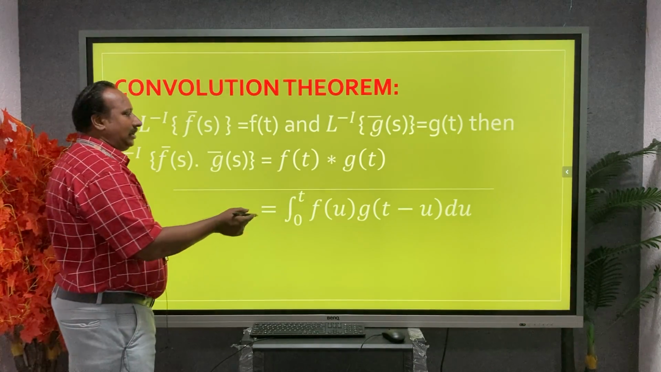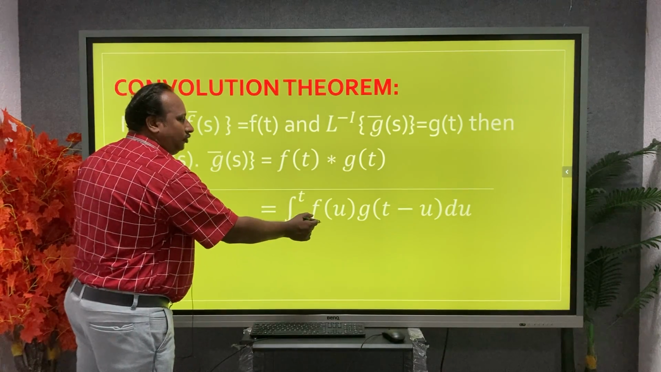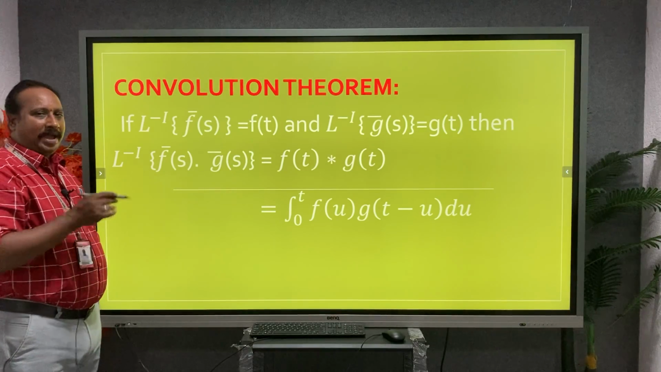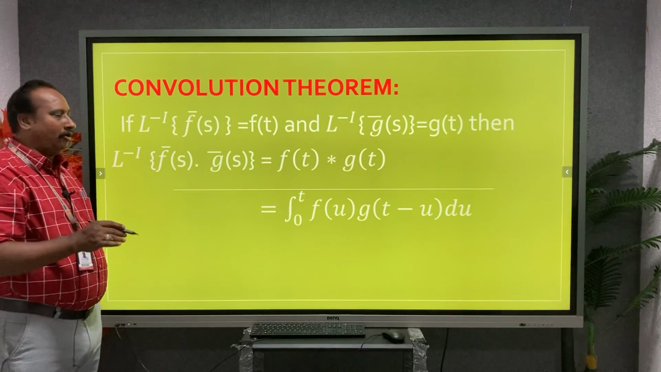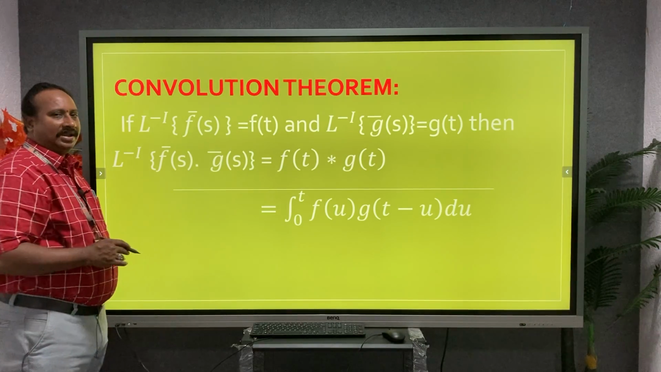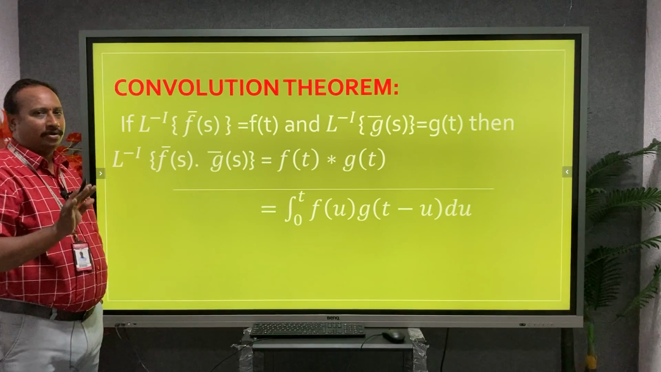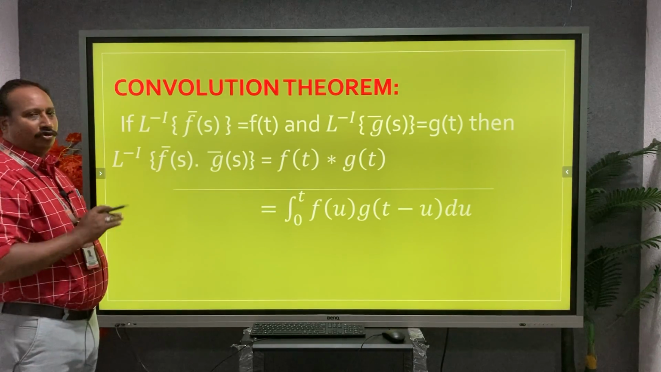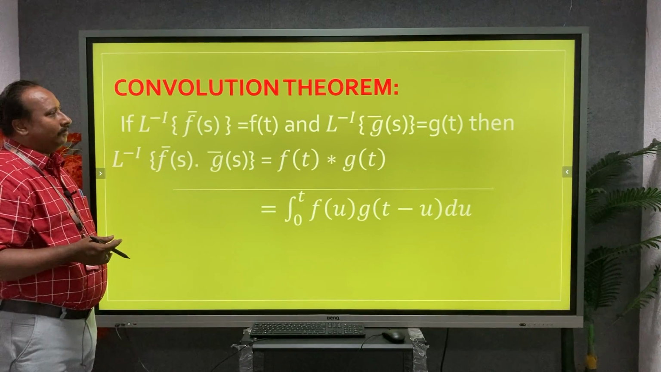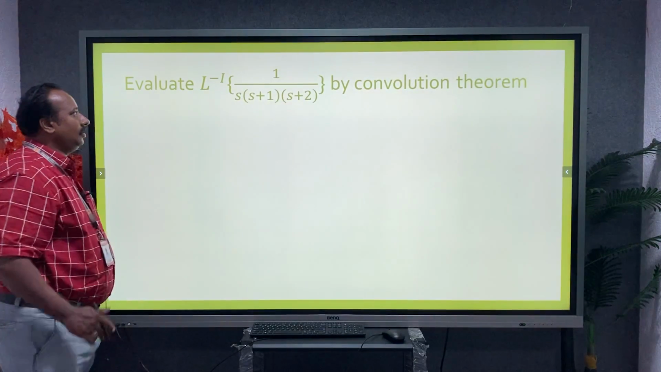So already we know that f of t star g of t is equal to integral 0 to t f of u g of t minus u du. So finally, by the convolution theorem we have L inverse of f bar of s times g bar of s equal to integral 0 to t f of u g of t minus u du. So this is the convolution theorem. Now I am going to explain the convolution theorem by taking a problem.